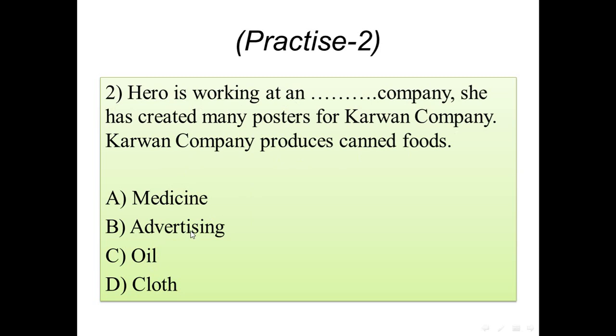Why? Let's see why. Because here we know that Hero has created many posters for Karwan Company. So posters for what? Posters should be used for reclam. So by knowing this, we figure out that Hero is working at an advertising company because she has created many posters for Karwan Company. And what does Karwan Company sell? Karwan Company produces canned food.